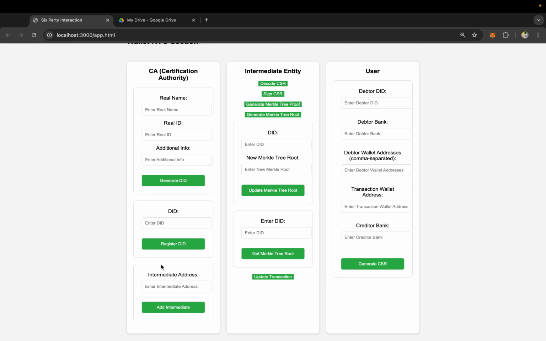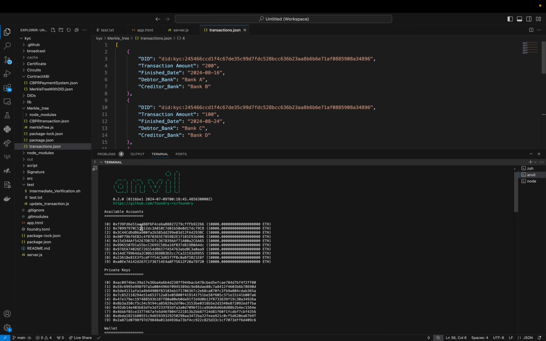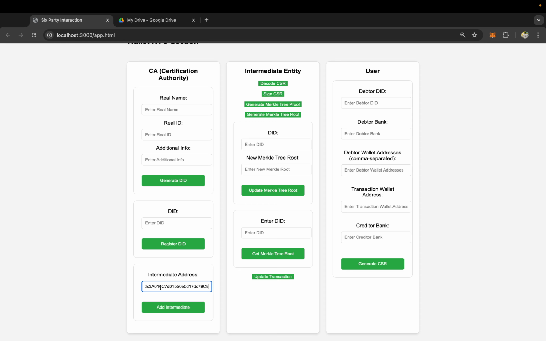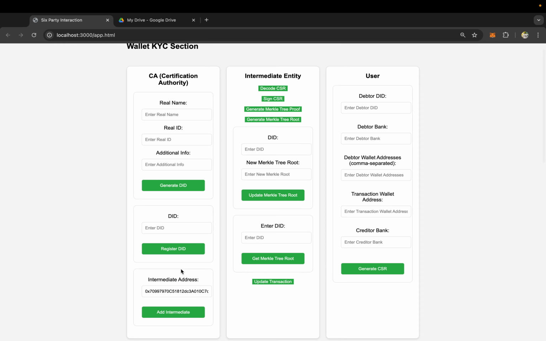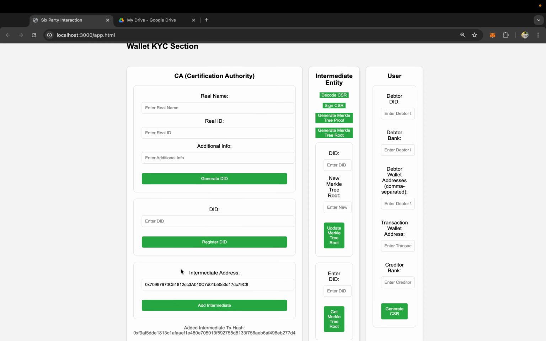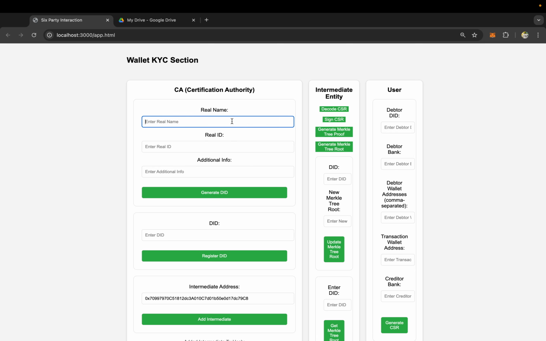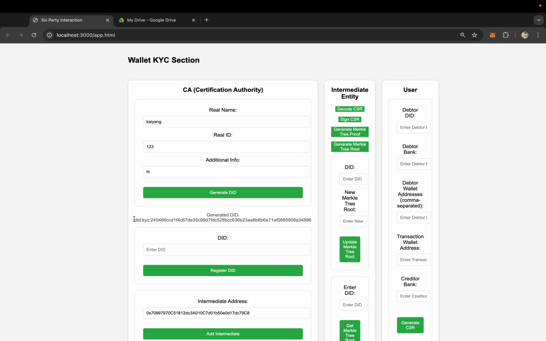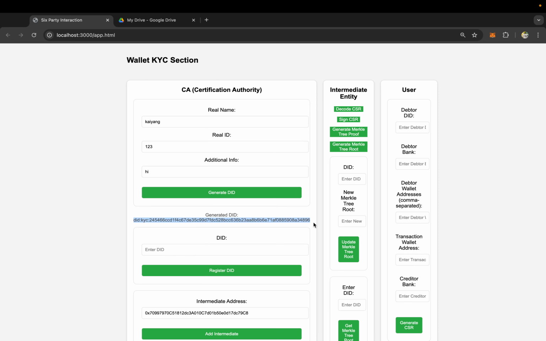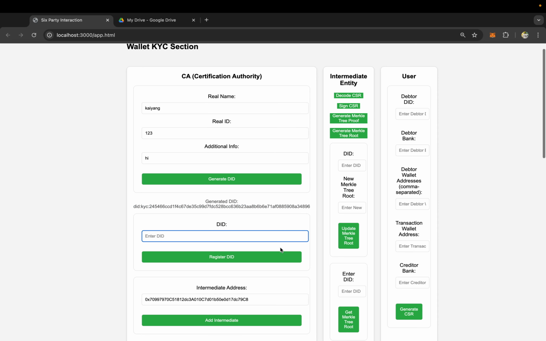First, they should add an intermediate to the blockchain. Okay, success. As a user, they need to get a unique DID from the CA. The user should provide the necessary information to the CA for verification and DID generation. And we got a unique DID. The CA should add its DID to the blockchain.